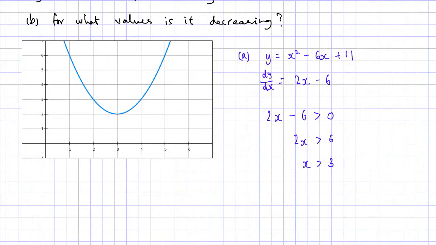So whenever x is more than 3, my gradient is going to be positive, and that is where the function is increasing. And I can see that from here. So when x is 3, we're here. When x is more than 3, this function is increasing. Okay, so it's quite clear where it's decreasing as well. But let's use that similar method to find where it's decreasing.